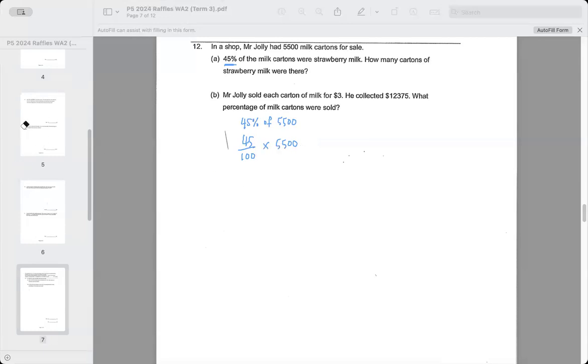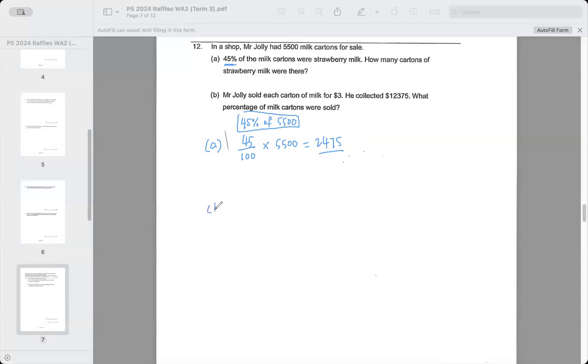So you key this into your calculator. This part no need to write. This part is just for you to know how I derive it. This one you key into your calculator, you will get 2,475. So this is your answer for part A. You have 2,475 cartons of strawberry milk.